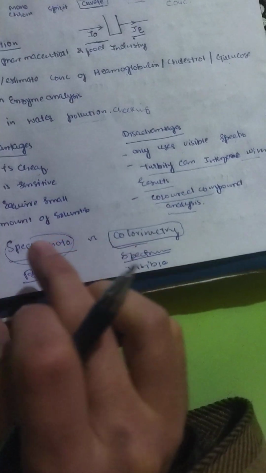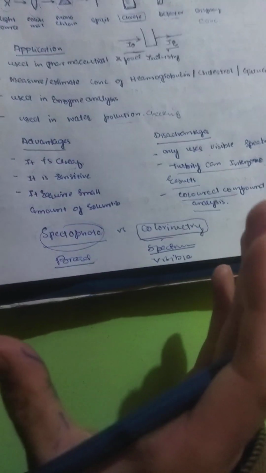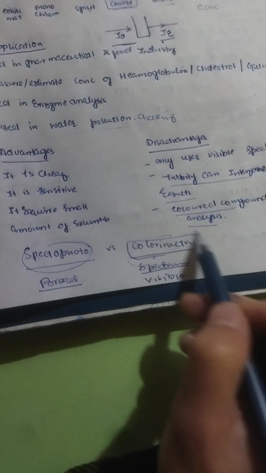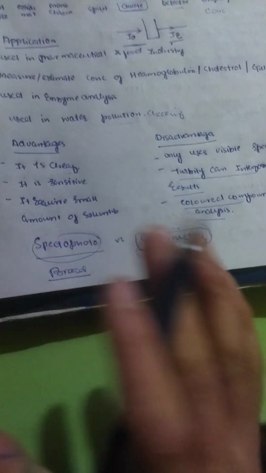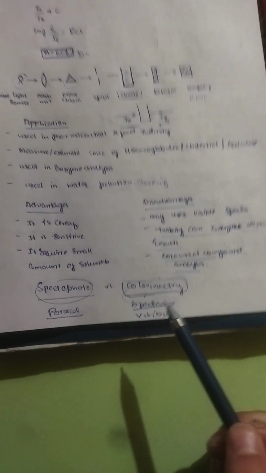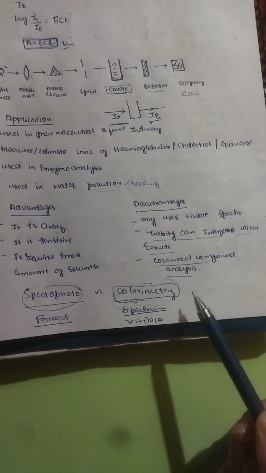It is a wide range, or it's used to study a wide range of colors. This only focuses on the colored substances. Here we study a wide range of substances. Here we focus on only colored substances.